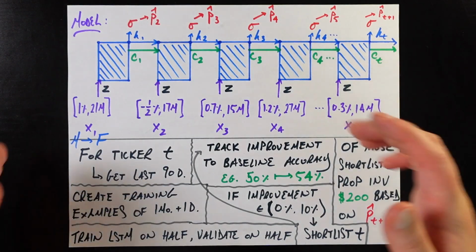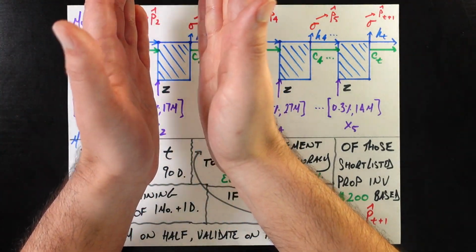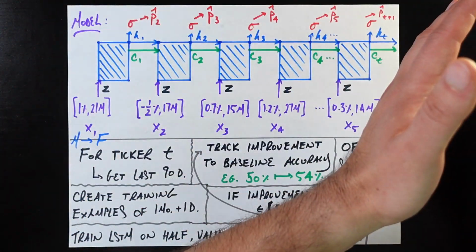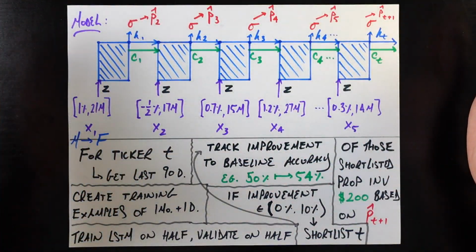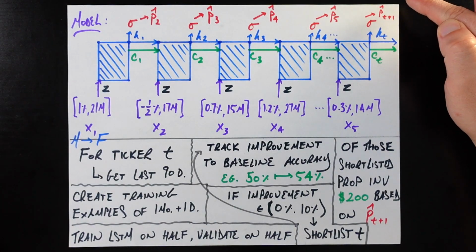And that's basically it. We just copy-paste the same cell structure as many times as we want, for as many time periods as we would like to take into account information for, so that at any given point in time, we're able to output a prediction that the next day's stock return is going to be positive.